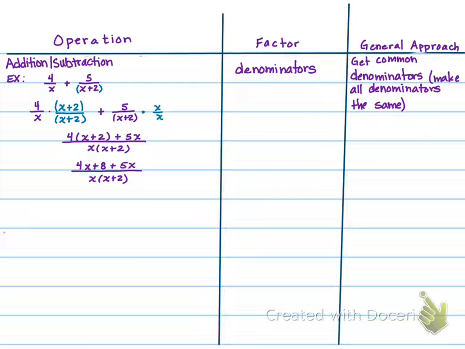And then combine like terms. So 9x plus 8 over x times x plus 2. And then my numerator has addition, so we'll put it in parentheses. And it can't be factored because there's no exponent and there's no GCF. So then we're just done.